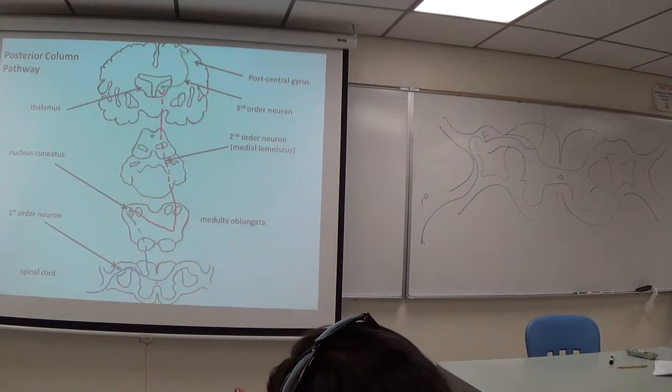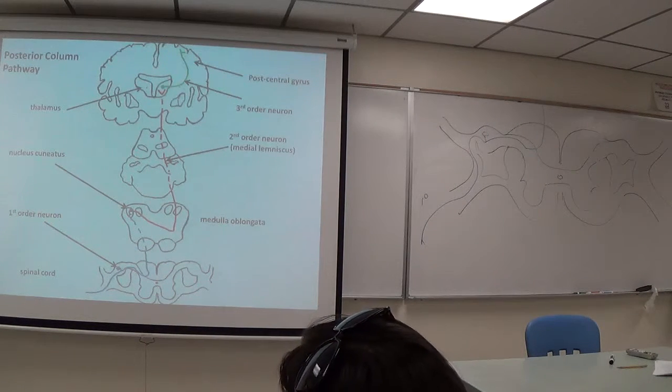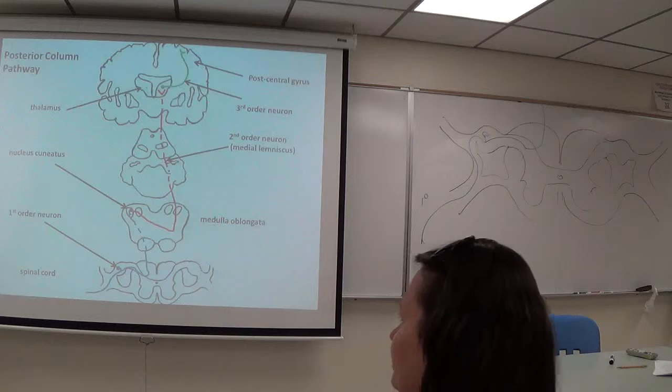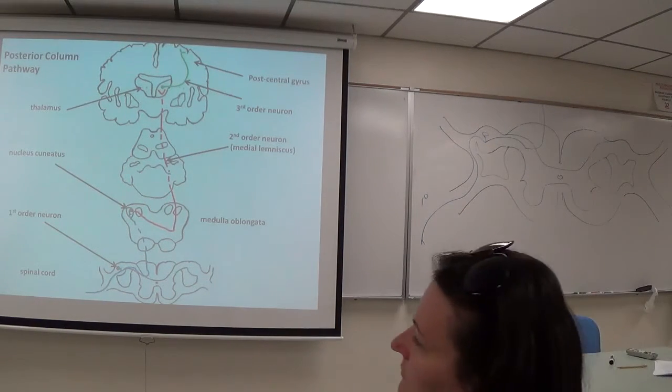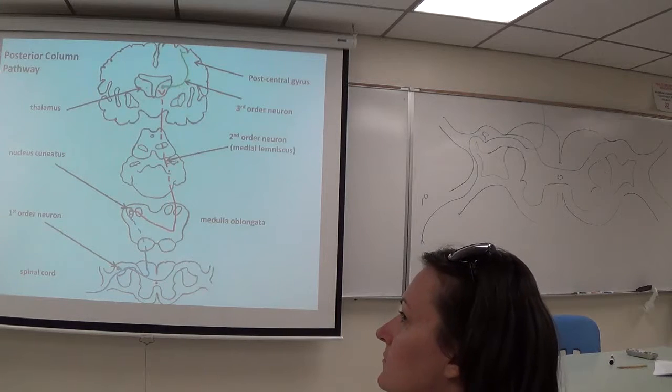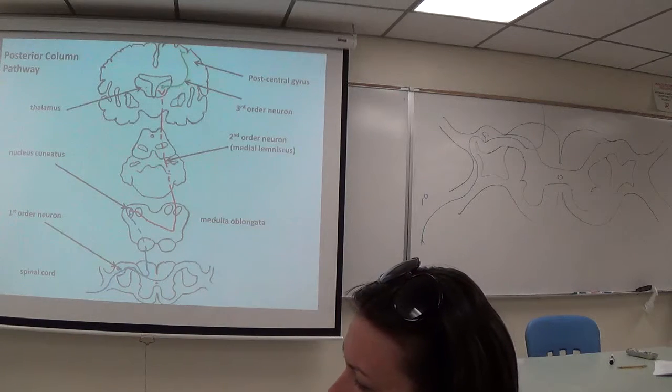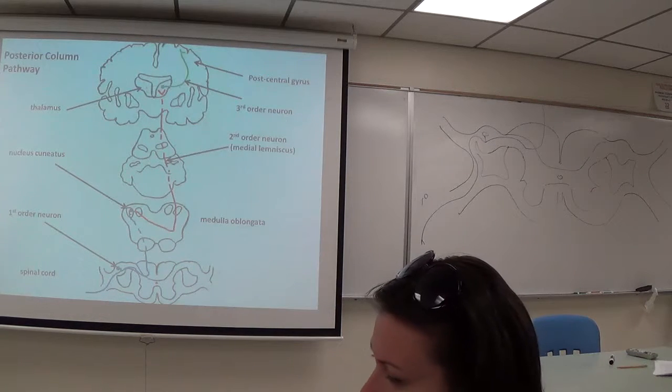So, posterior column pathway. That's what you would want to answer if you were asked what the pathway was, and that would be what I would have on multiple choice. Medial lemniscus is another name for it, the medial lemniscal pathway, but it's also known as this. All right, so notice we have the three neurons.